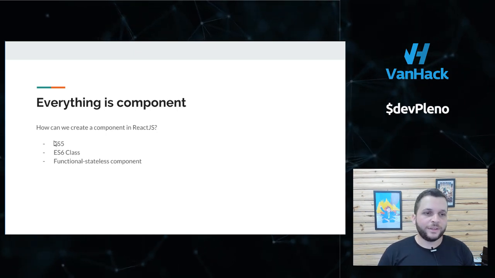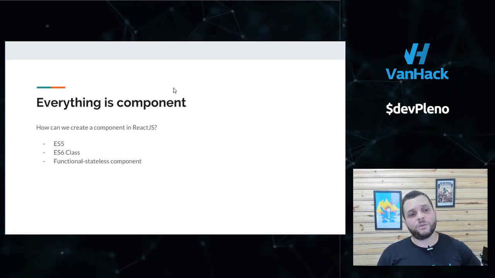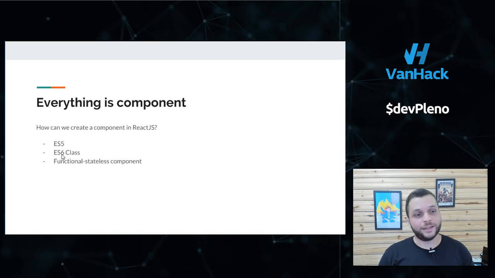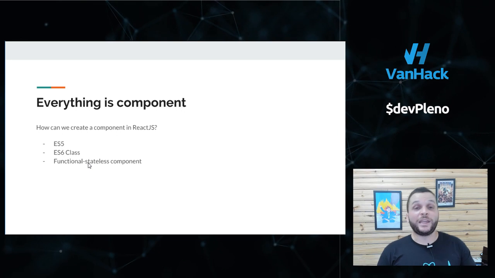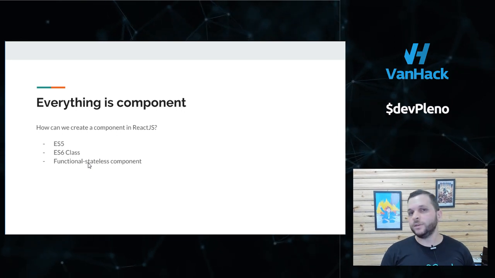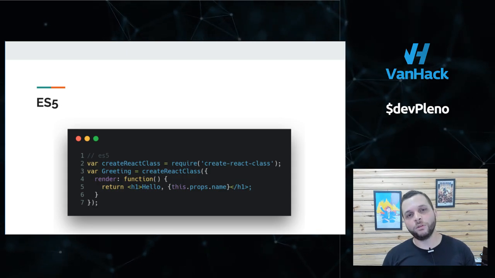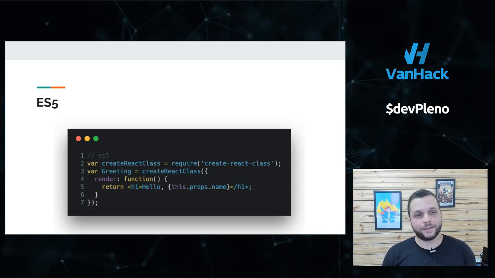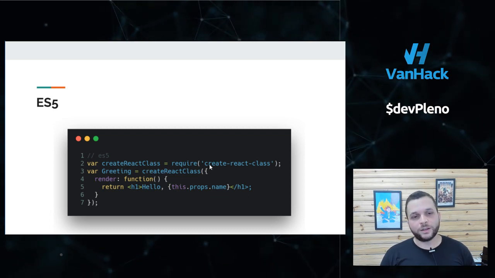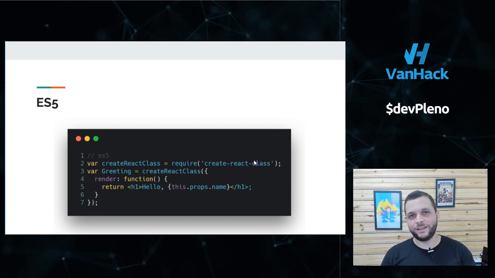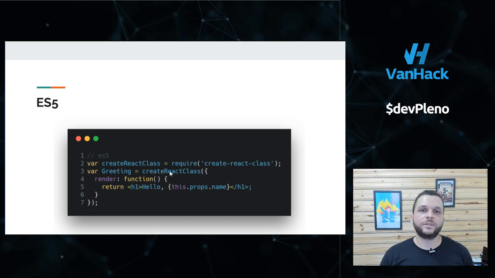It's, for example, ES5 right now, it's not so well used. Right now we are using a lot of ES6 classes and functional stateless components. But we can create a component using ES5 with no problem. So how would a component look in ES5? We can import the createReactClass for ES5, and later we just create a new object calling this constructor.